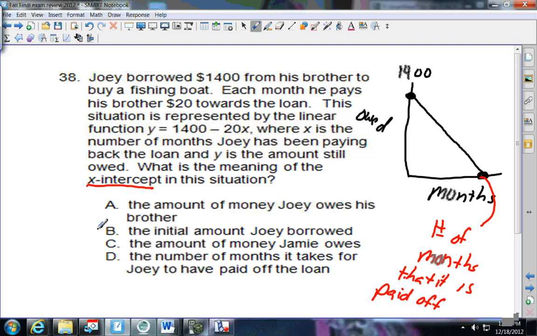The amount of money Joey owes? Joey owes his brother. No. The initial amount Joey borrowed. What's the initial amount? It's 1400, but it's called the what? Y-intercept. So it's not this one. The initial amount owed is this right here, the y-intercept. The amount of money Jamie owes? No. The number of months it takes to pay off the loan? Yes, the answer should be D.